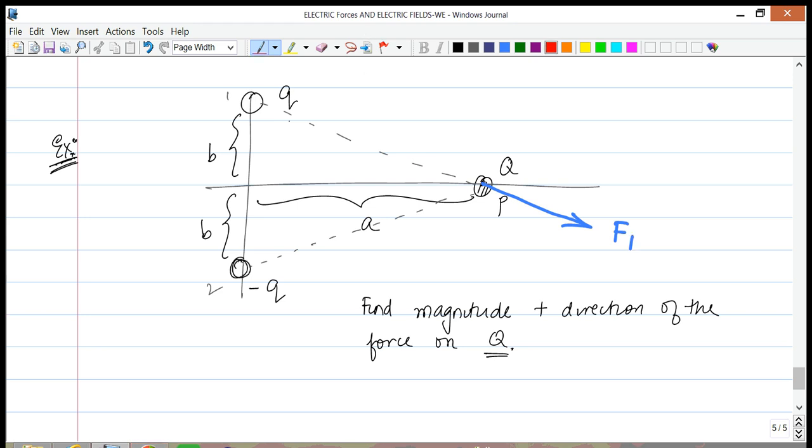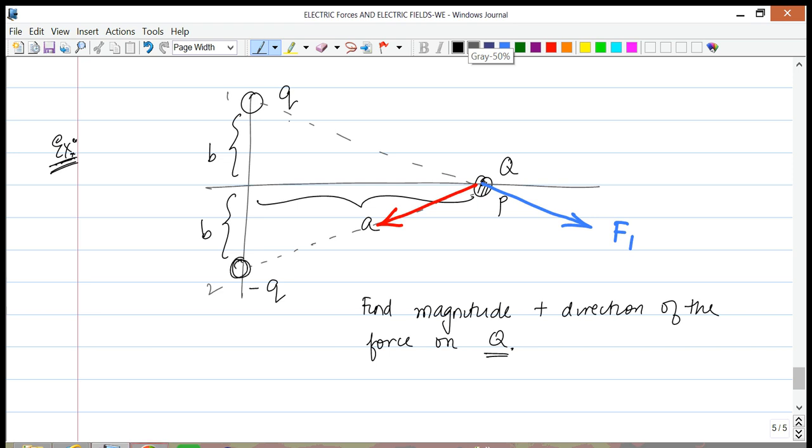In a similar manner, we can figure out the force on capital Q due to minus Q, and since the two charges are opposite in nature, we're going to have an attractive force. It's going to be pulled down. So we have these two forces. We want to figure out what F1 and F2 are, and then we'll combine them using vectors. There are a couple little things that we need to first find. It's always a good idea to do this before you've started the problem.